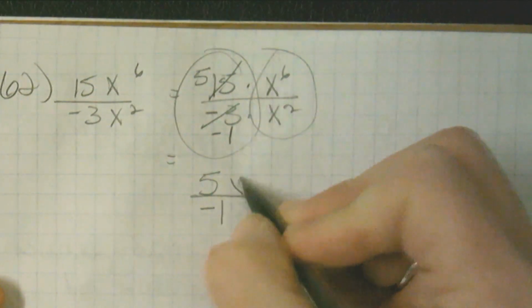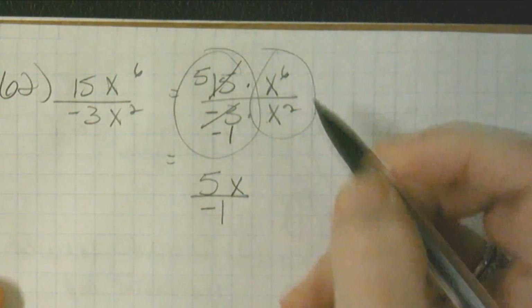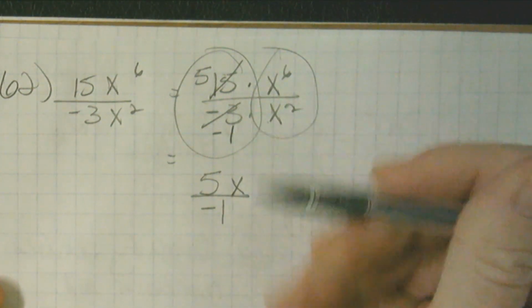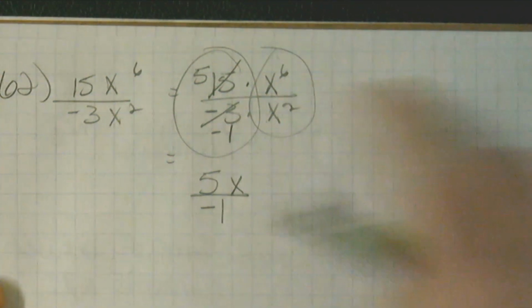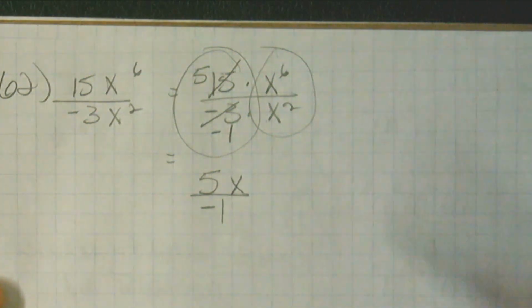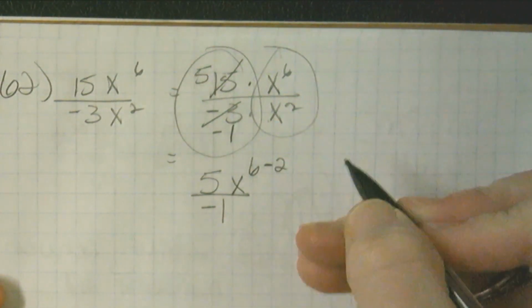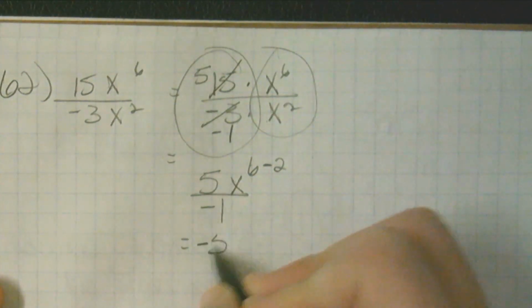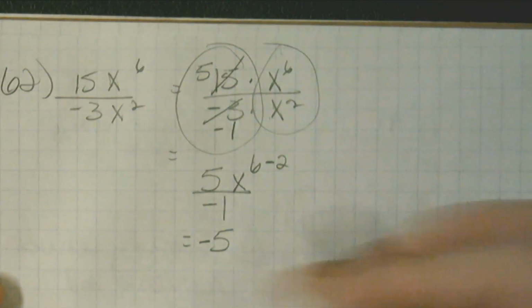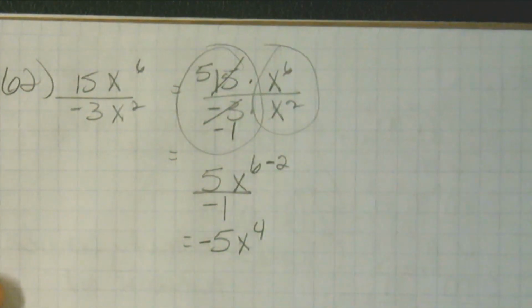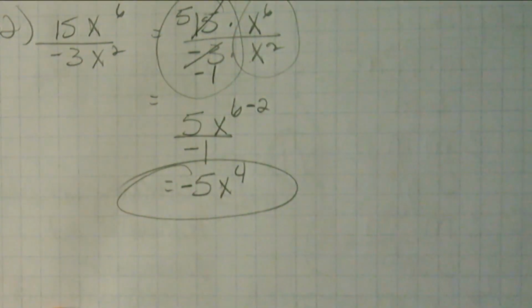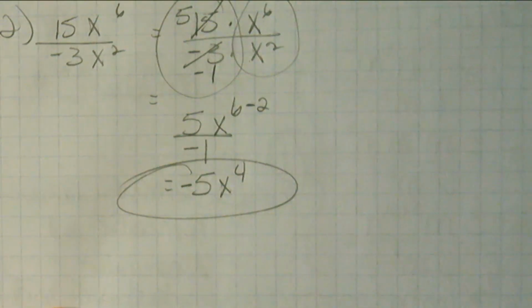My x's, I have x to the 6th divided by x to the 2nd. So I keep the x's in my numerator. There are no more x's left in my denominator because I'm dividing out common factors. Remember, we have 6 of them in the numerator, 2 of them in the denominator. If I divide them out, I have 6 minus 2. Well, 5 divided by a negative 1 is a negative 5. And then x to the 6 minus 2, which is 4. And I do want to see it like that, not like this. This is simplified, that is not.